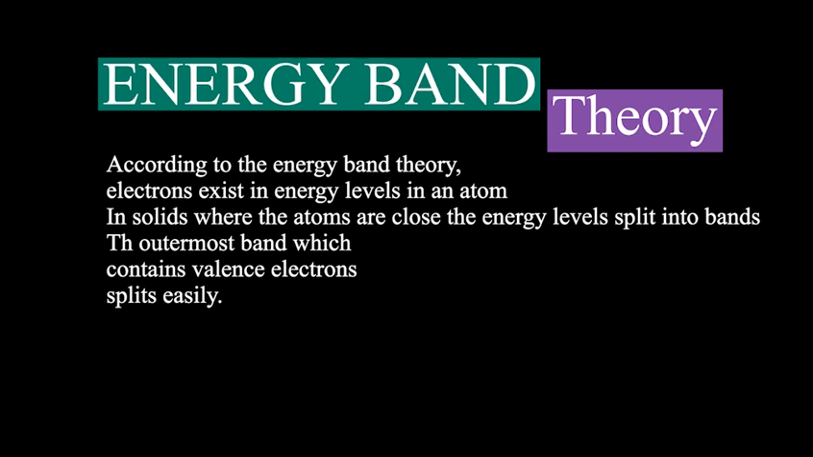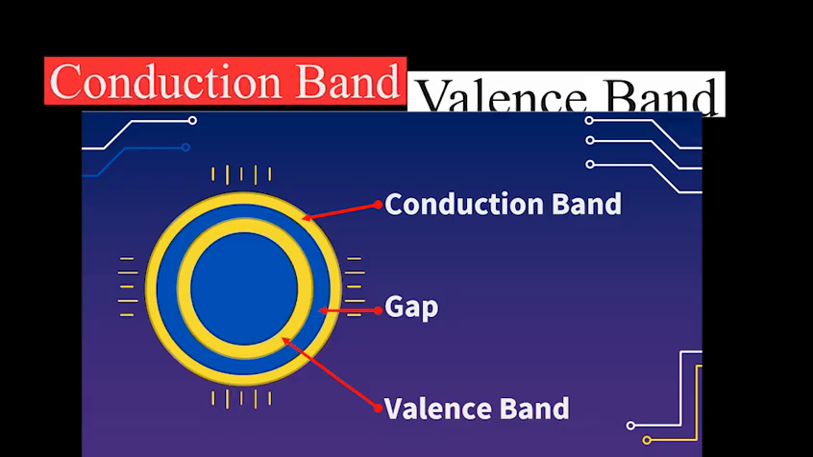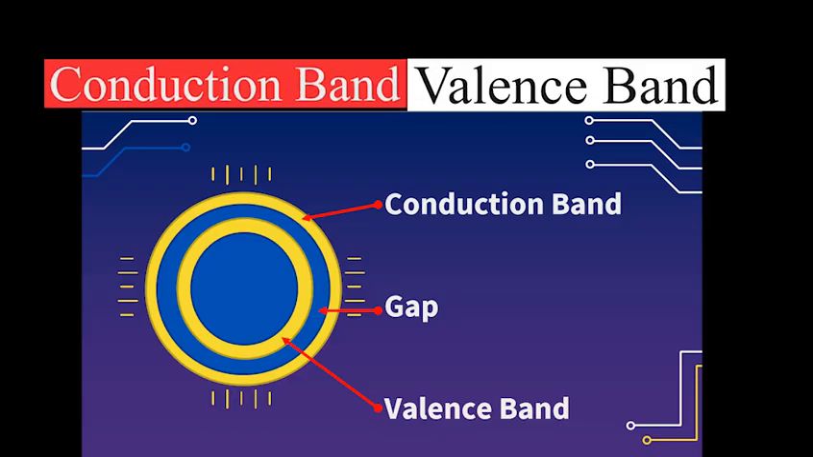According to the energy band theory, electrons exist in energy levels in an atom. In solids, where many atoms are close together, the energy levels split in smaller energy levels called bands. The outermost unfilled energy level, which contains the valence electrons, splits more easily into bands than the inner levels. The main bands are the conduction band and the valence bands. These bands have a gap between them.